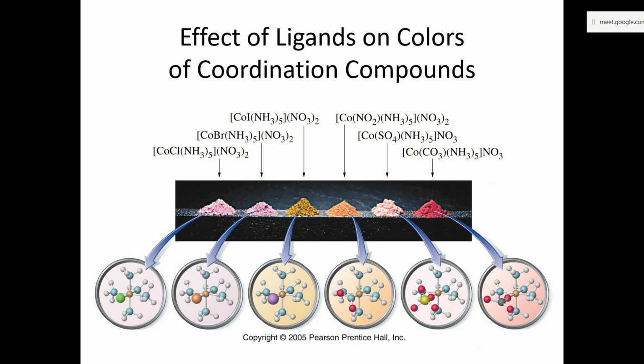So the ligands, if you keep the metal ion fixed, cobalt here, in all these compounds, the variation of this ligand can bring about changes in colors, and that is due to the crystal field splitting, the ligand field splitting that we had discussed earlier in bonding.